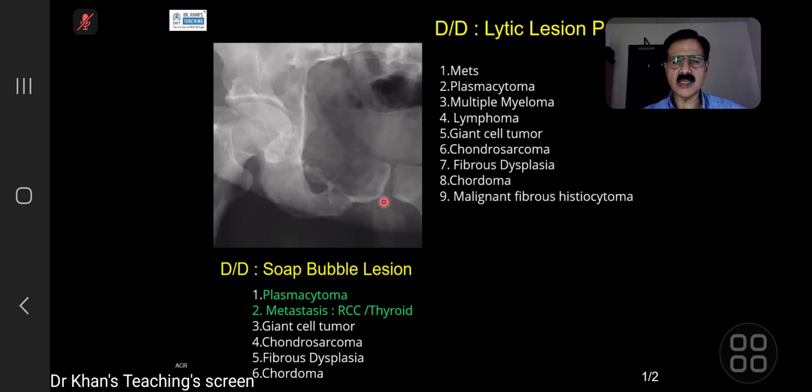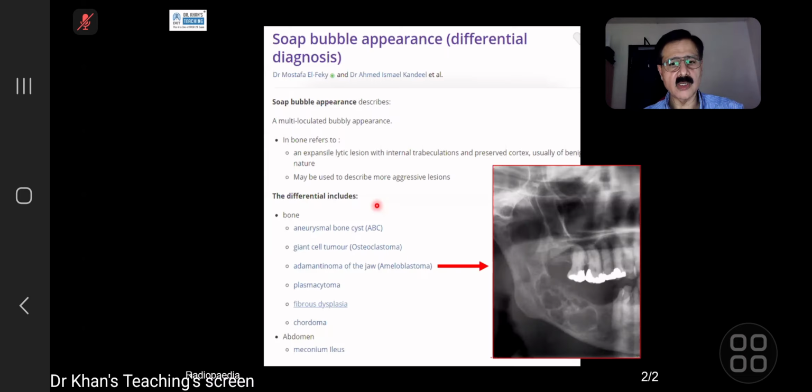So in the exam, they will show you cases in which there will be 2-3 differentials. At times, they will show you cases in which you can just give one diagnosis. And this is what this exercise is about. Now, the word soap bubble, this is from Radiopaedia: soap bubble appearance, multiloculated bubbly appearance. And this is what the candidate also used this word.